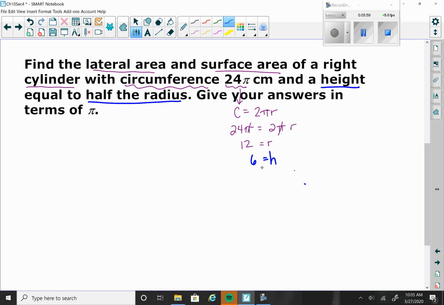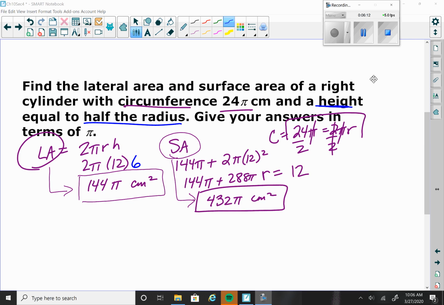So again, I'm going to have you pause the video here. Using a radius of 12 and a height of 6, see if you can come up with the lateral area and the total surface area of this cylinder. So pause it and do your calculations. So checking your answers, you should have a lateral area of 144 pi and a total surface area of 432 pi. Again, double check your answers, make sure that's what you got as well, and that you can come up with the lateral area and surface area of a cylinder.